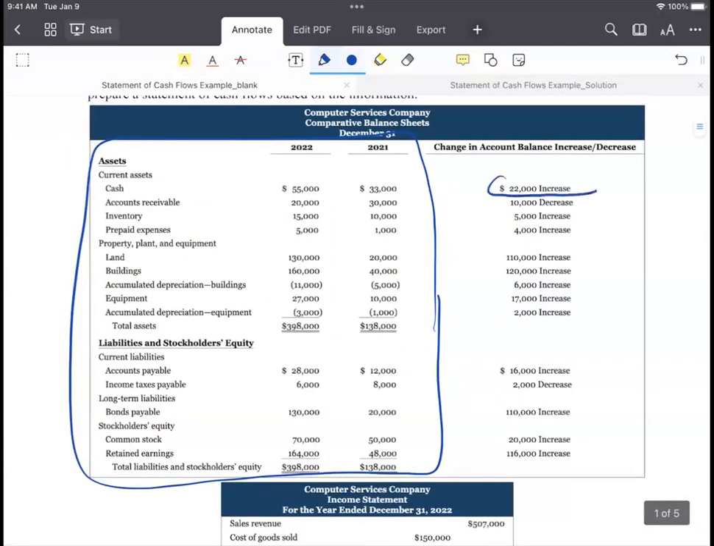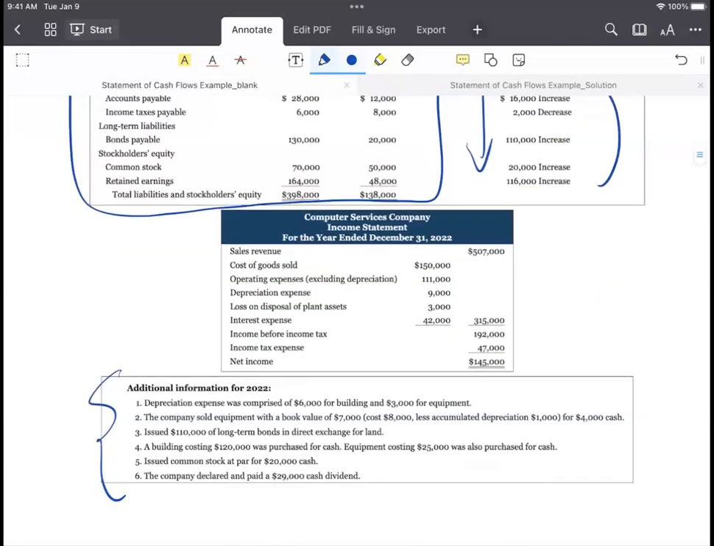In order to explain the change, one way is to directly look at the T account and see what is causing the increase and decrease. The other way is to look at everything else, because the balance sheet needs to balance. So if cash increased by 22,000, everything else must be on the credit side by 22,000. So the first step, we calculate the change in all of the other accounts.